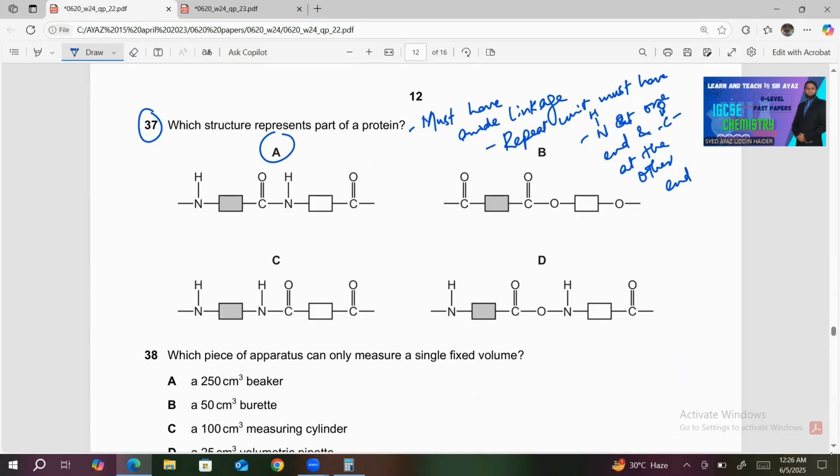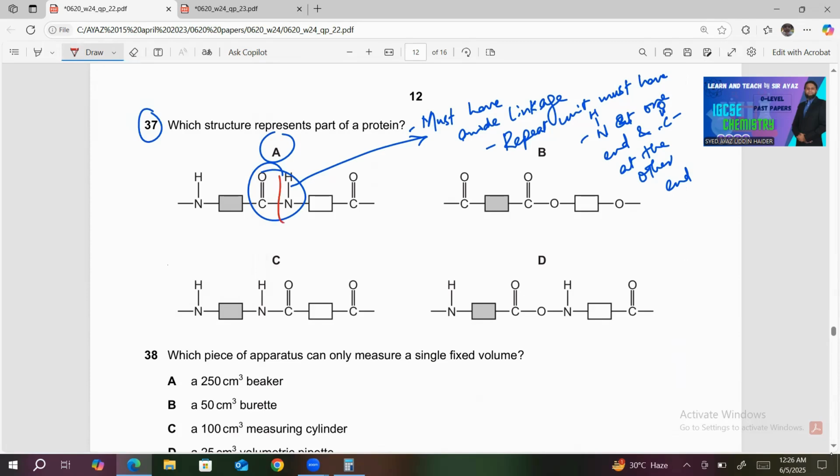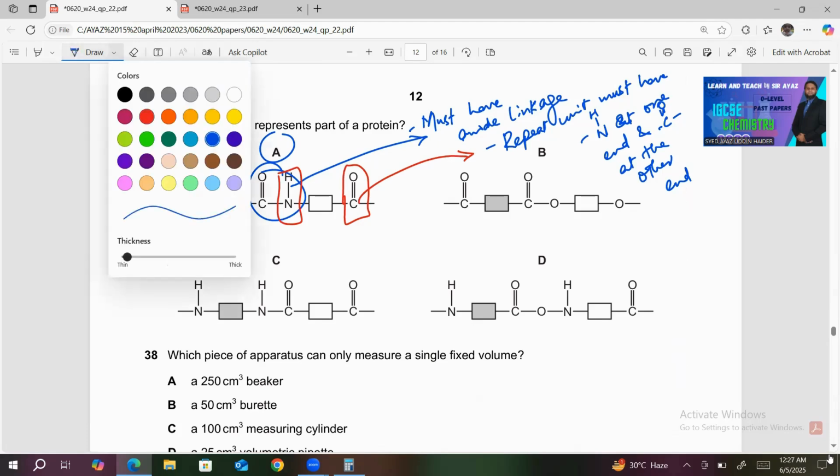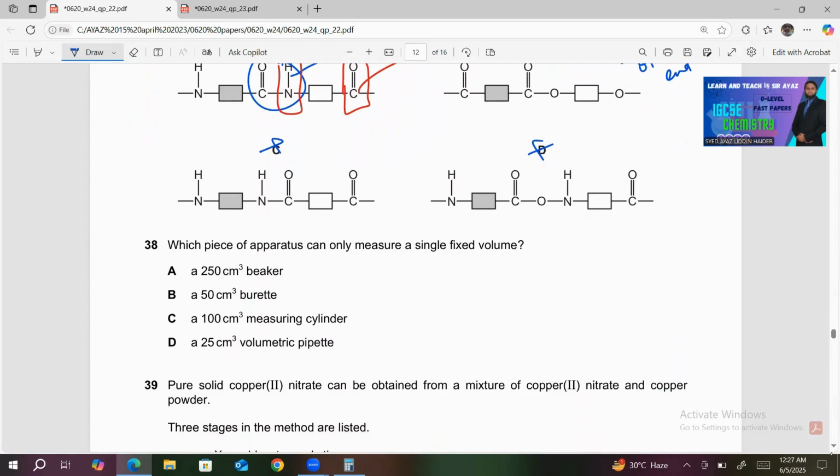In this case, other choices are incorrect. Because you see, we have amide linkage. This is the amide linkage. And repeat unit must have NH. We have NH. And C double bond O at the other end. So A must be the right answer in this case. Other choices are incorrect.